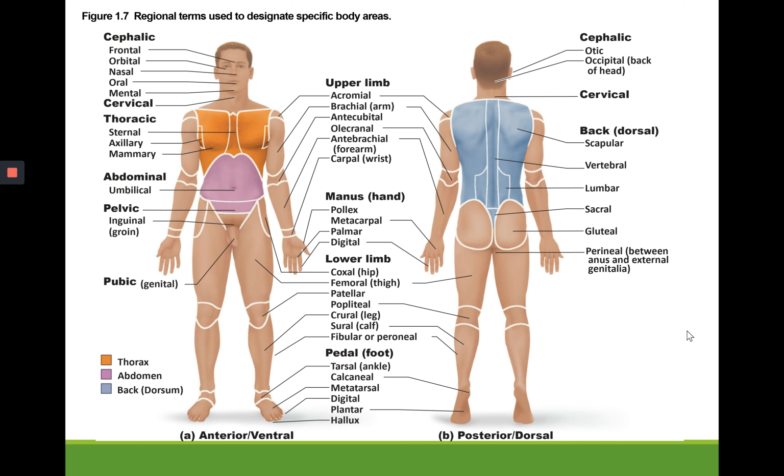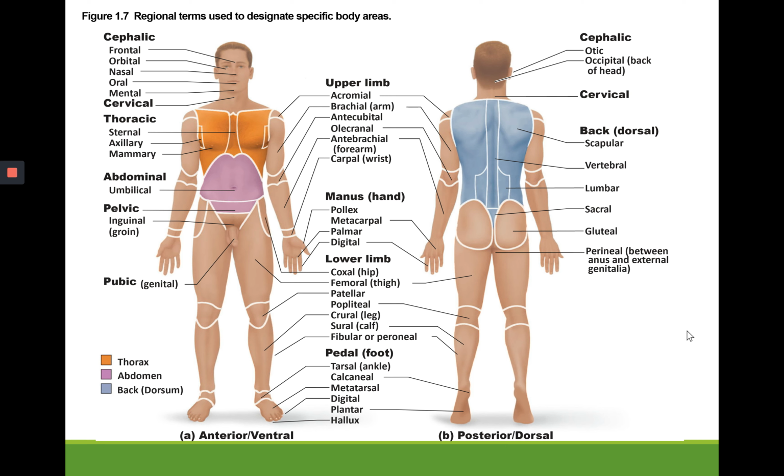Then another word for your foot is pedal. Your ankle is the tarsal region. Your heel on your foot is the calcaneal region. The top of your foot is the metatarsal region. Your toes are digits or the digital region. The bottom of your foot is the plantar region. And your big toe down there is the hallux.